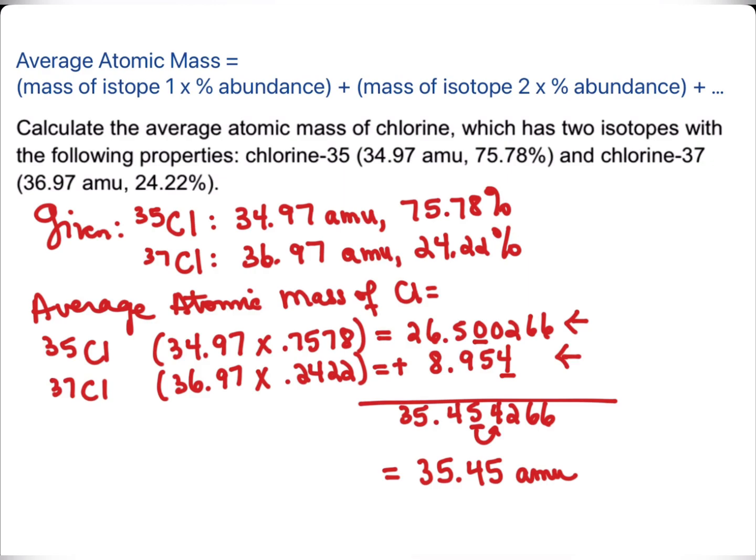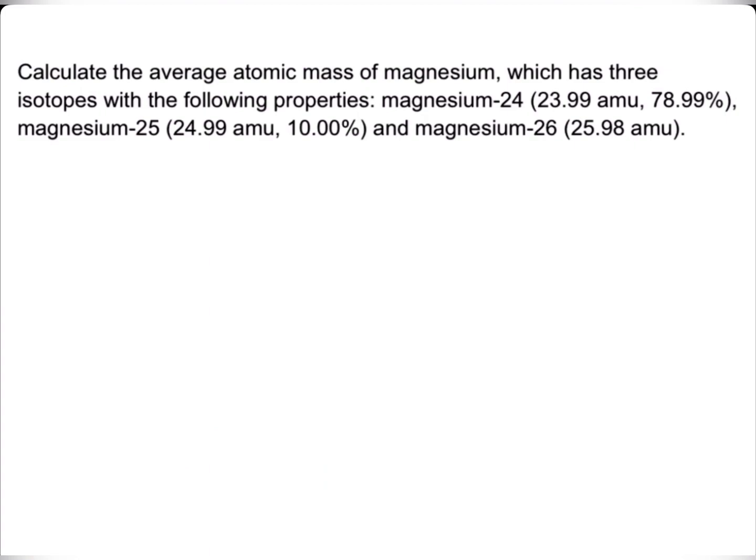Let's take a look at another example. Calculate the average atomic mass of magnesium, which has 3 isotopes with the following properties. Magnesium 24 is 23.99 AMU. Its percent abundance is 78.99%. Magnesium 25 is 24.99 AMU, and its percent abundance is 10.00%. And magnesium 26 is 25.98 AMU.